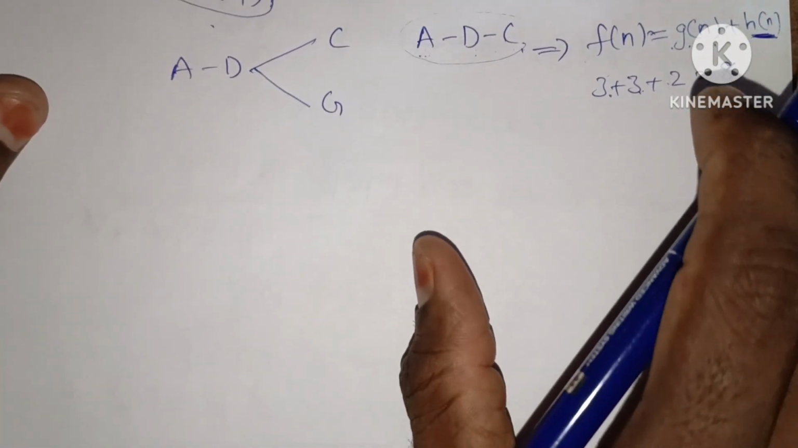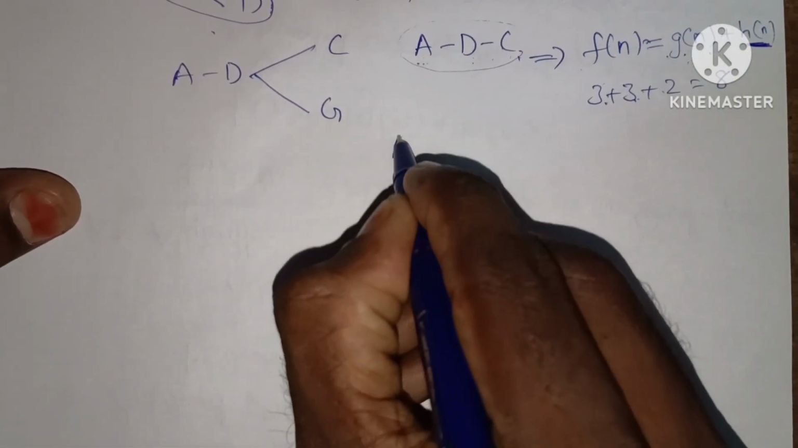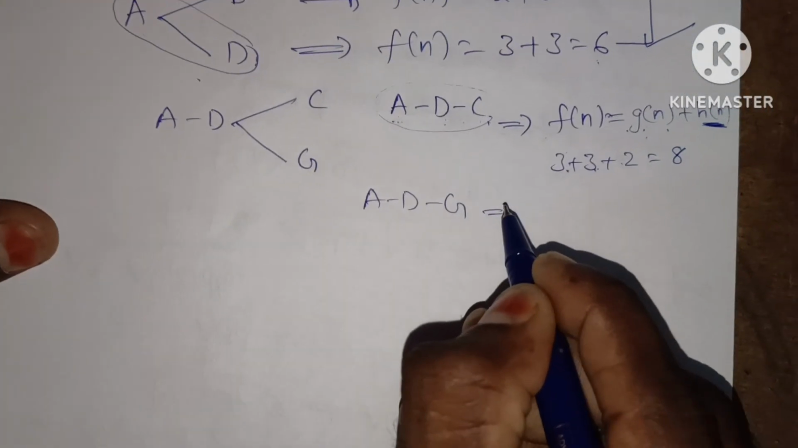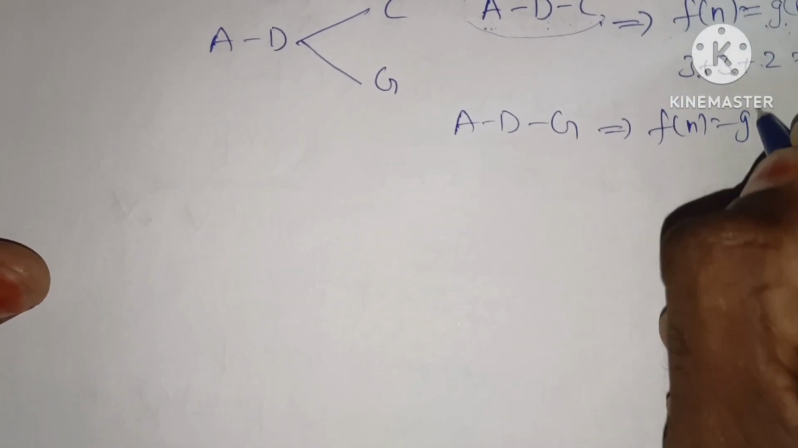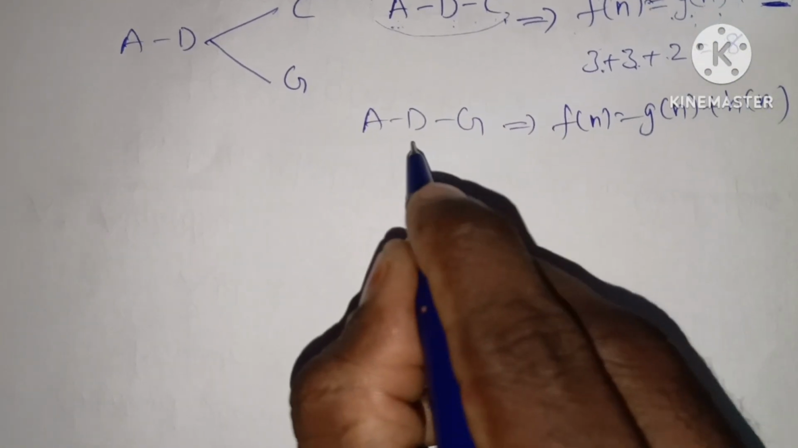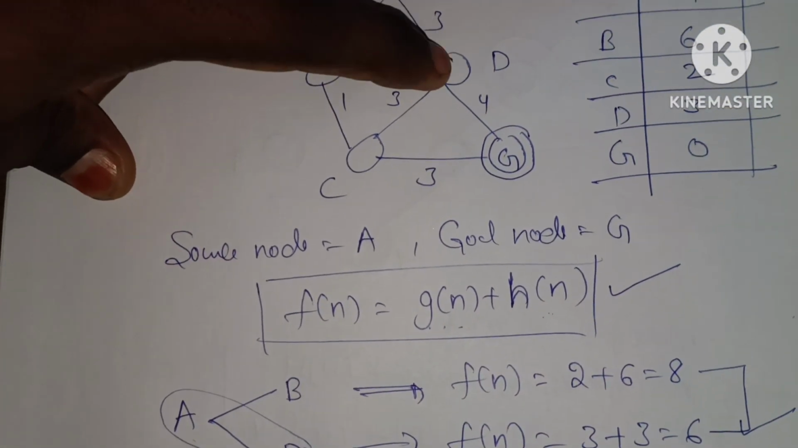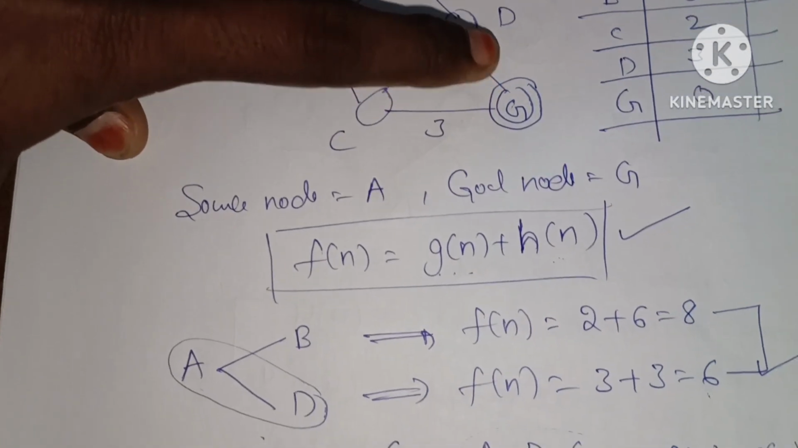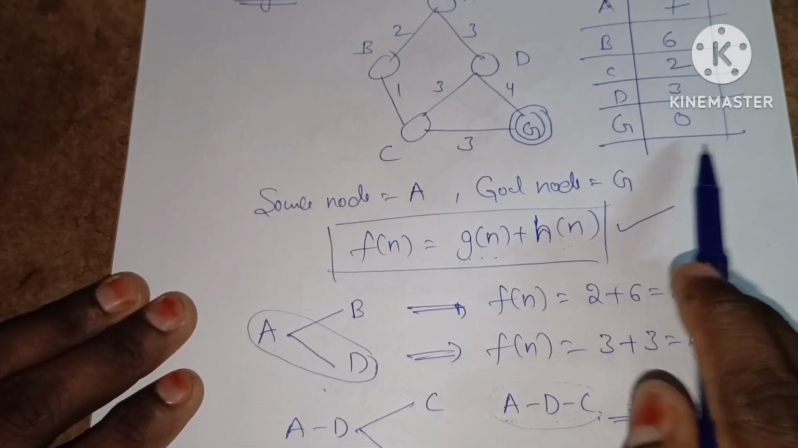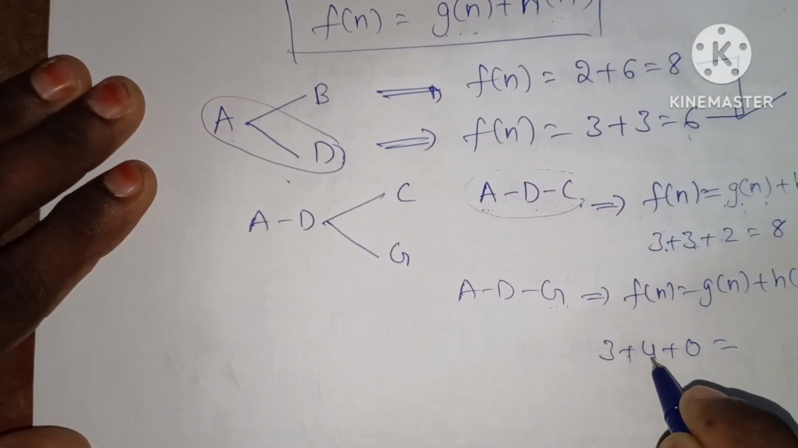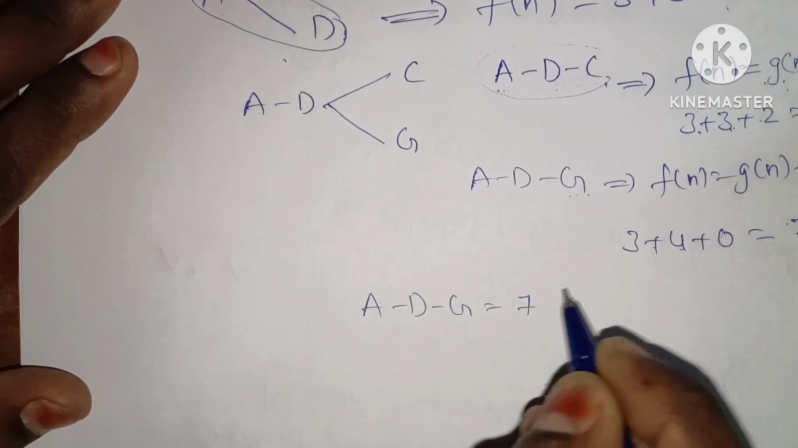But in best first search, we consider only the heuristic value. We are not considering any G of n. That is the main difference. Next one, like that A to D to G. Here also F of n is equal to G of n plus H of n. So A to D cost is 3, plus D to G cost is 4, plus the heuristic value of the goal node. The heuristic value of the goal node is always 0. Is it clear? So 3 plus 4 is 7, plus 0. So finally A to D to G equals 7.